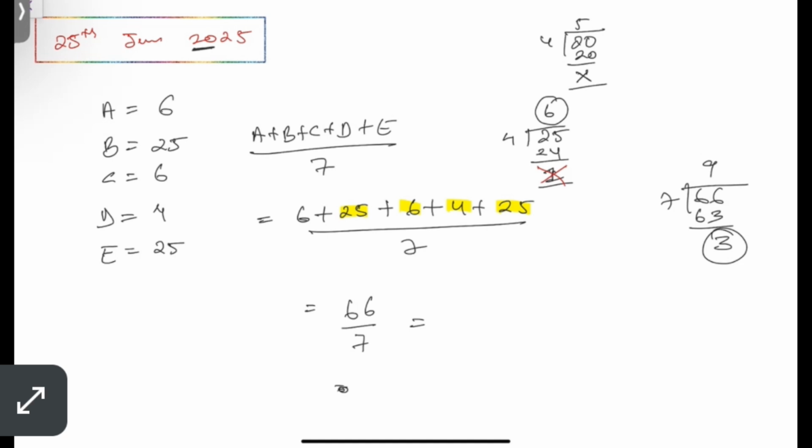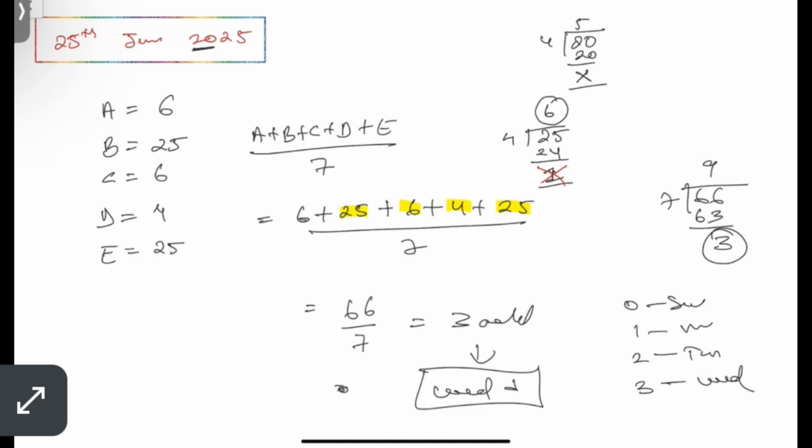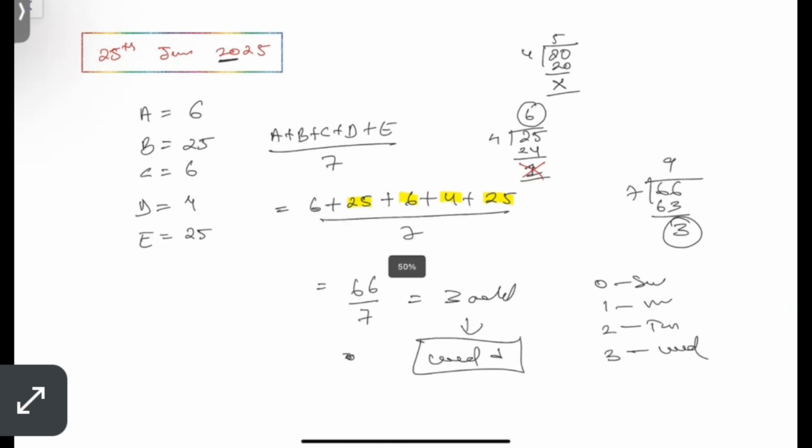So 3 code is how much? 0 is Sunday, 1 is Monday, 2 is Tuesday, and 3 is Wednesday. So which means today is the 3 odd days. That means 3 represents Wednesday. So that's the answer. Okay, that's how you do.